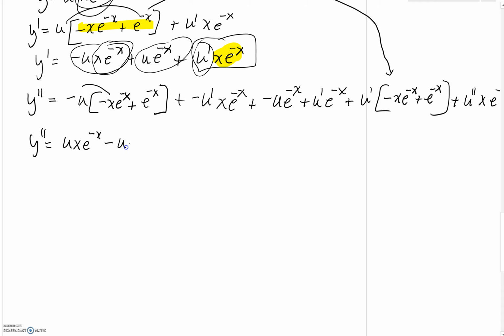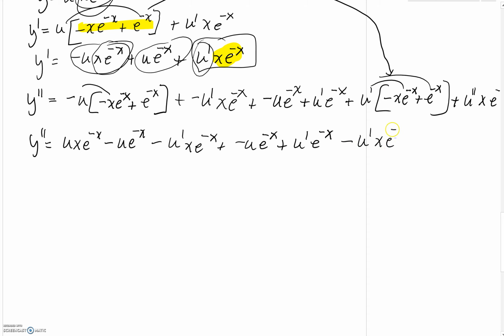Then we'll have a negative u e to the negative x. Here we'll have a negative u prime x e to the negative x plus a negative u e to the negative x plus a u prime e to the negative x. Distribute here, my goodness, a negative u prime x e to the negative x plus a u prime e to the negative x. And then finally, a u double prime x e to the negative x.